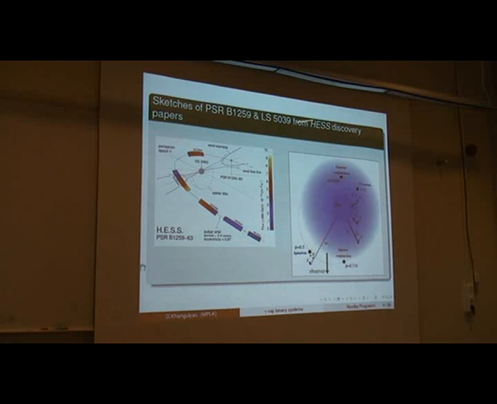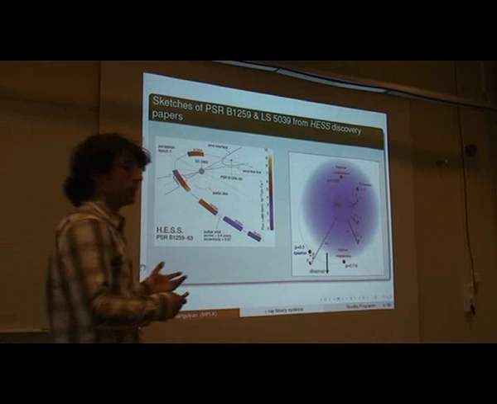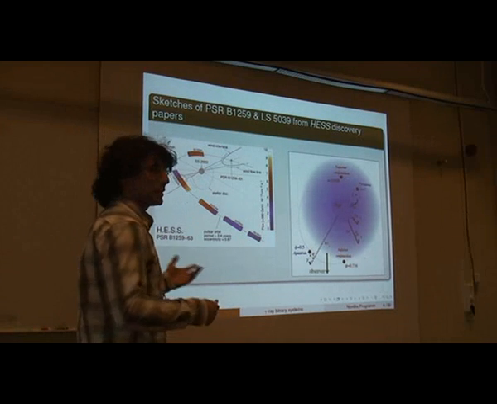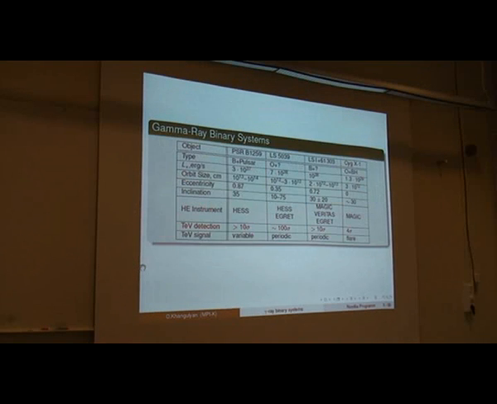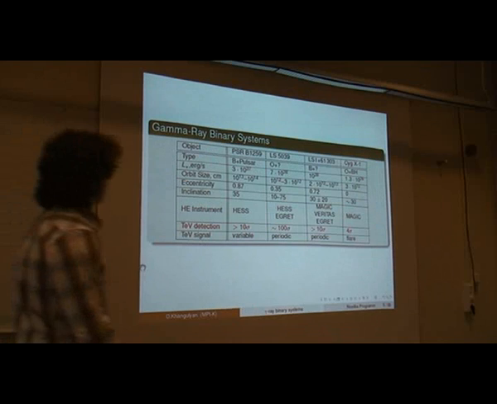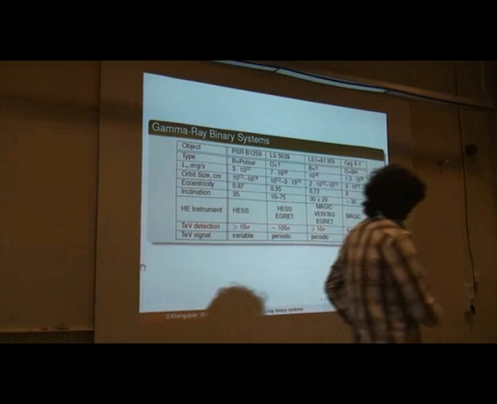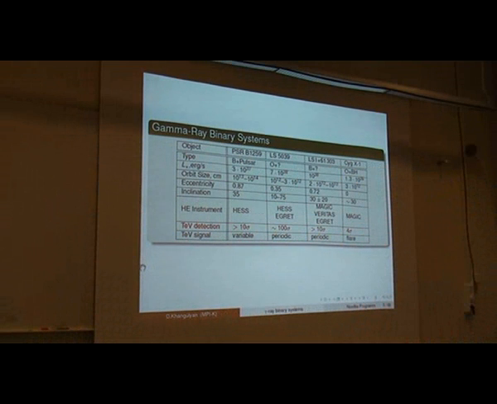So basically the only common point between these two systems is that they emit gamma rays, and these gamma rays were detected. And actually there are not that many gamma-ray binary systems. Here you may see the full list of these systems. If you look at the parameters, you will see that all of them are indeed quite different.